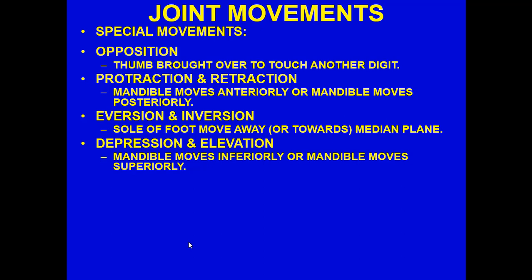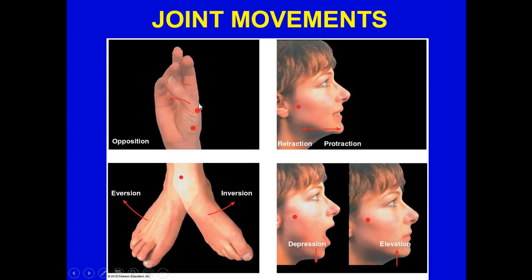Protraction and retraction. The mandible moves anteriorly or the mandible moves posteriorly. Okay? Eversion, inversion, the sole of the foot moves away or towards the medial plane. Depression and elevation, this is where we get to the jaw again. The mandible moves inferiorly or the mandible moves superiorly. So let's look at these examples here. Here's opposition. Notice that the thumb is able to touch the pinky finger, ring finger, middle finger, etc.